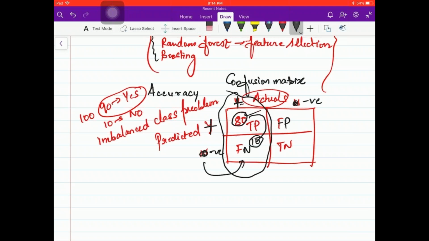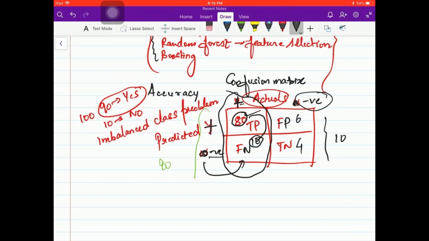So if your actuals are positive and you have predicted positive, then it's a true positive. You have done a good job. Hooray. So out of 90 positives, you have predicted 80 as correct. But then it means the rest 10 you have predicted wrong, right? So you have predicted negative for a positive. Similarly, for actual negatives, the actual negatives are 10, and this was 90. So out of 10 negatives, let's say you have predicted 6 wrong as positive and 4 correct as negative. Is everyone understanding this table?